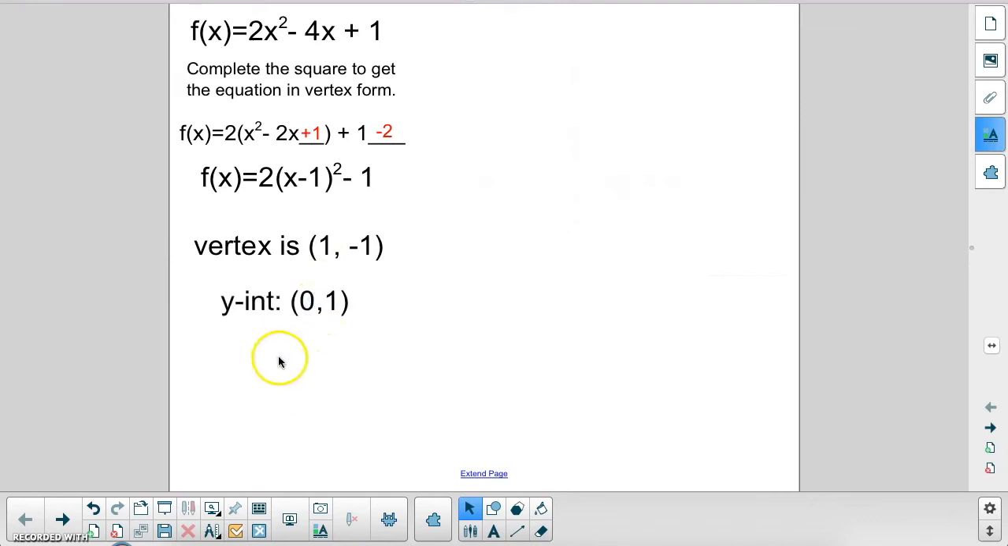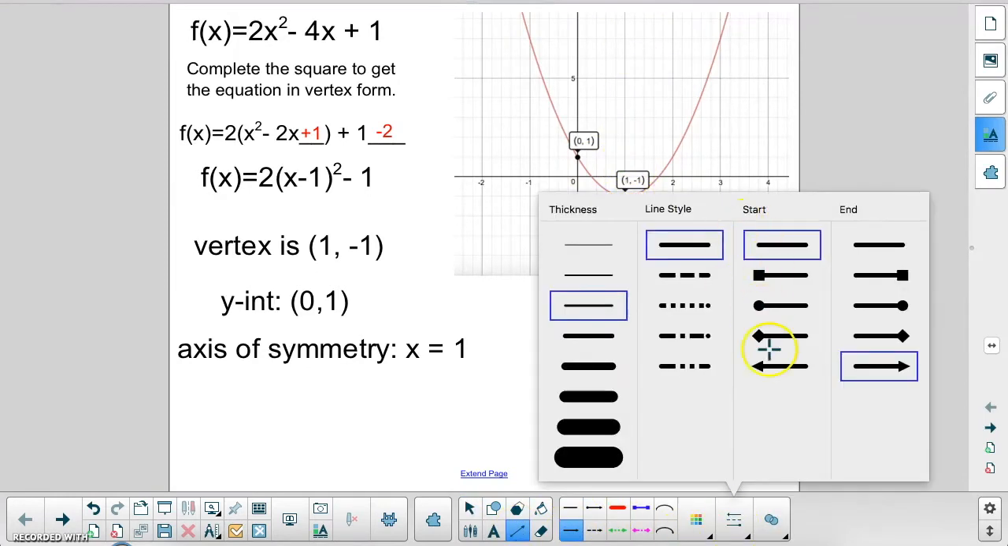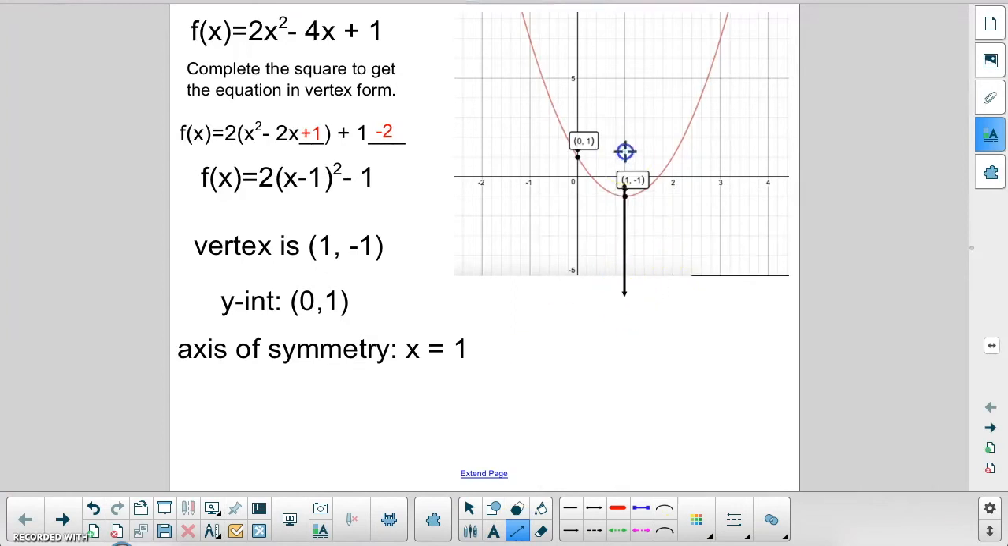The y-intercept is 0, 1. Get that from the c value of the original function. The axis of symmetry comes from the x value of the vertex for a parabola with x squared. And so on the graph, we have 1, negative 1 as our vertex. We have 0, 1 as our y-intercept. We'd be able to graph our axis of symmetry straight through that vertex, vertically through positive 1.